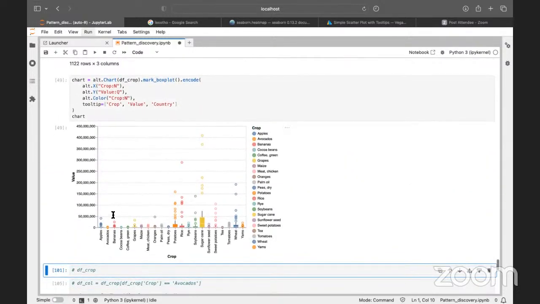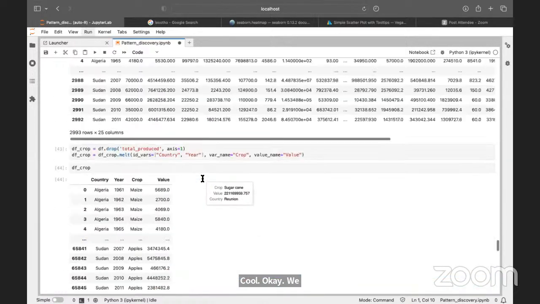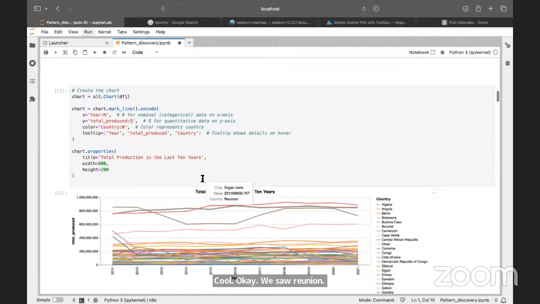And then you see something interesting. You see that this is so far down that we can't even see what's going on. And yet, see the distribution of sugarcane almost reaching 50 million, right? And then the outliers, these are the countries: Mozambique, Morocco, sugarcane. Okay, we saw Reunion. Wow. We didn't drop Reunion at the start, that's interesting.